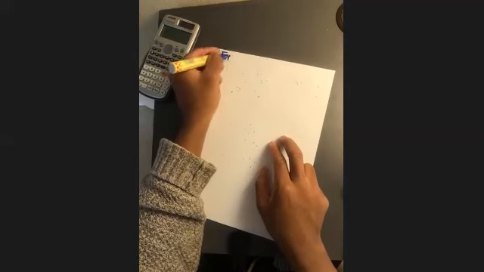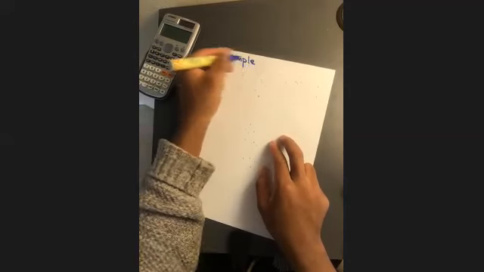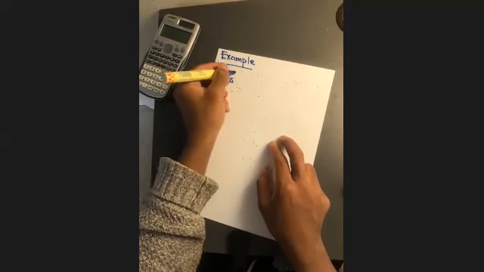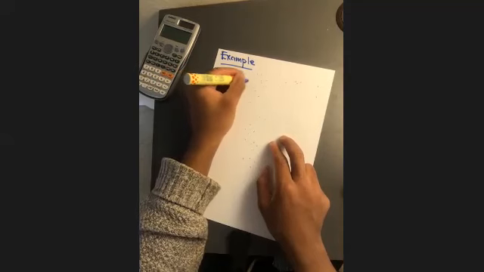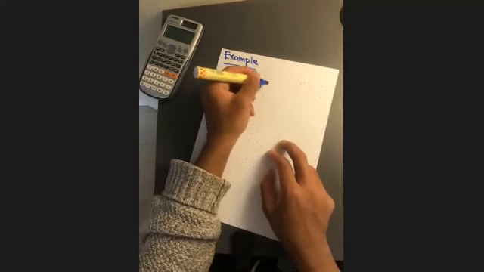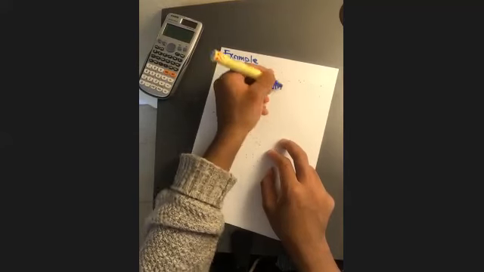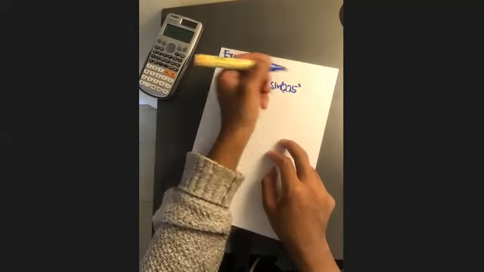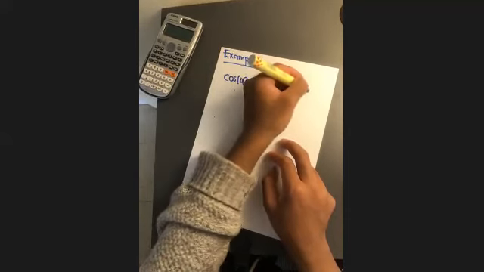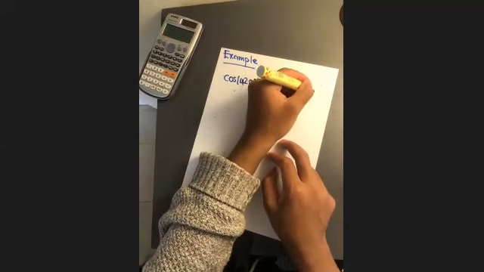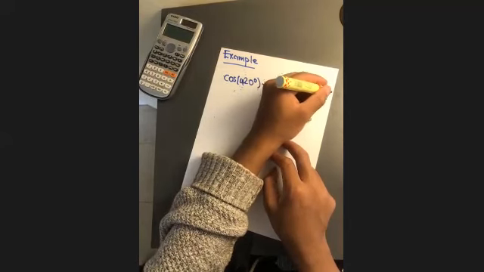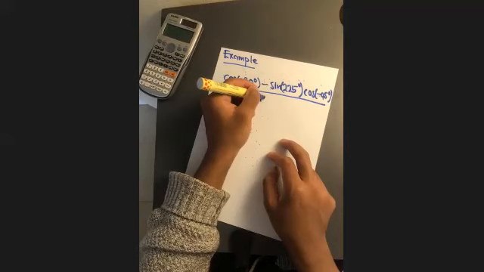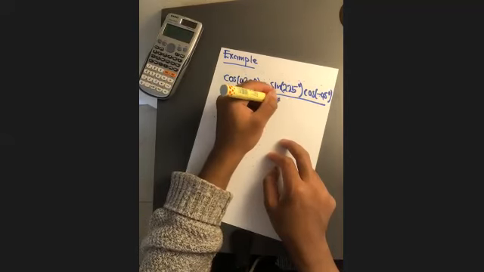I'll just say it's an example. So now, if you have the cosine of 420 degrees, and then we have minus the sine of 225, multiplied by the cos of minus 45, over the tangent of 315.